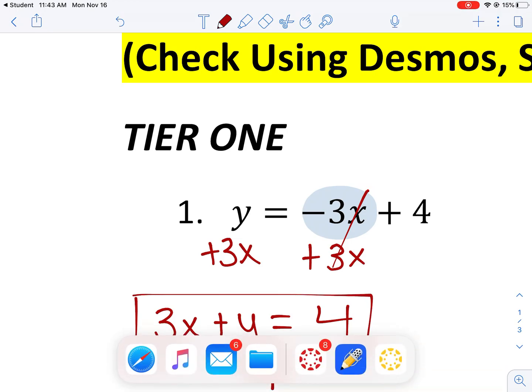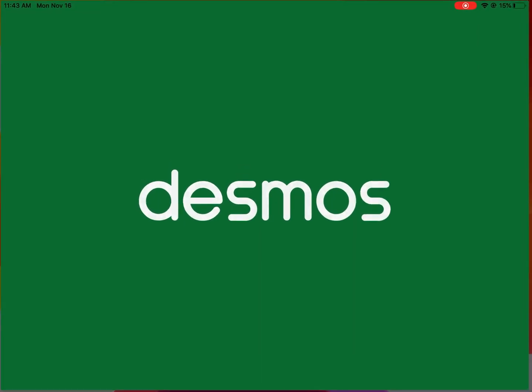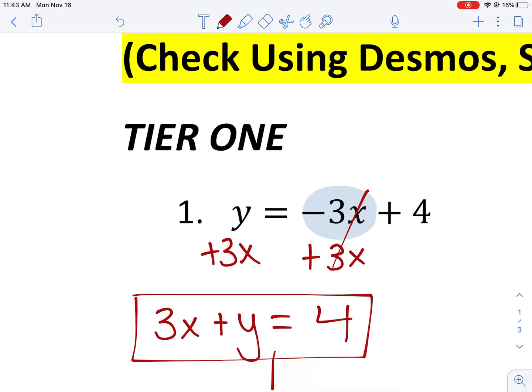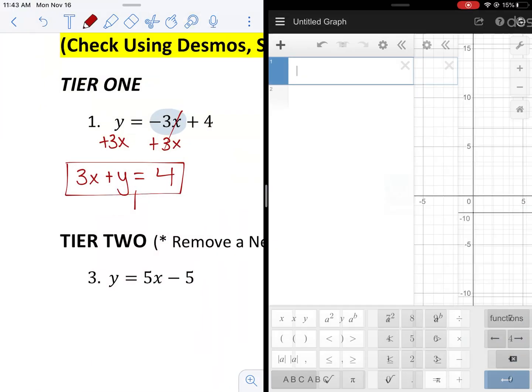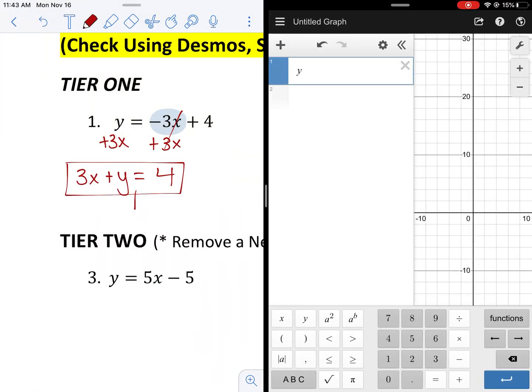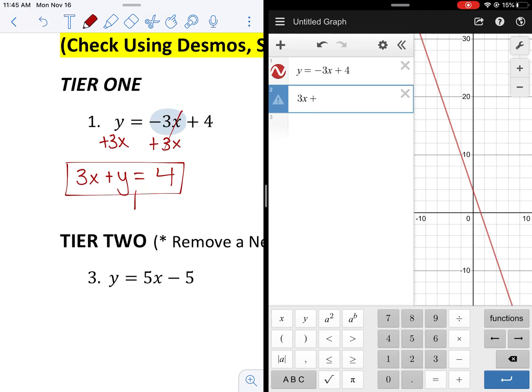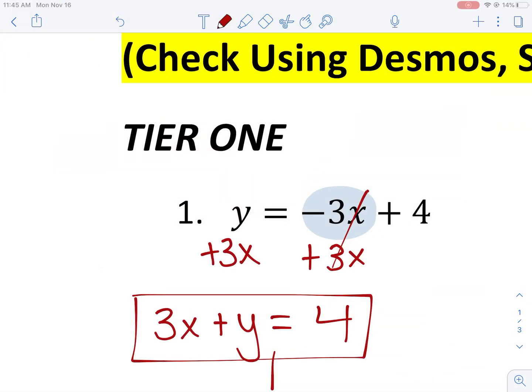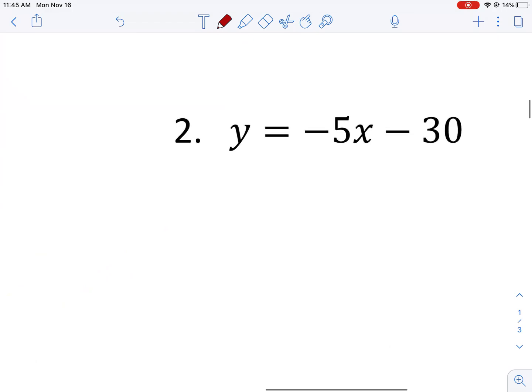Now if we wanted to check this on Desmos, we would type both in to graph, and when we do that, we should get the exact same line. So go ahead and type in y equals negative 3x plus 4, and type in your standard form equation, 3x plus y equals 4. Since both lines laid on top of each other, then we know that we are correct because it shouldn't change. So let's go ahead and look at problem 2.